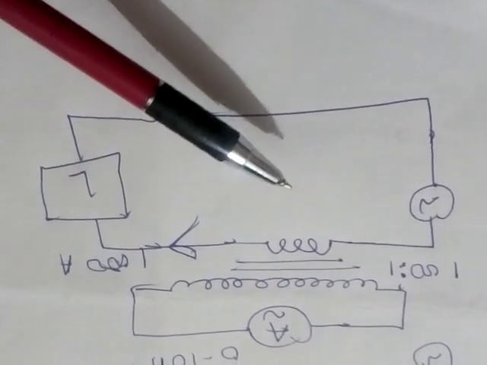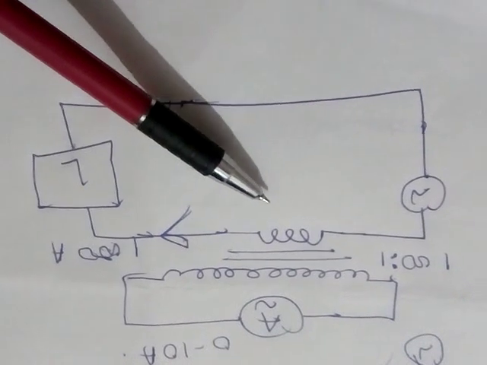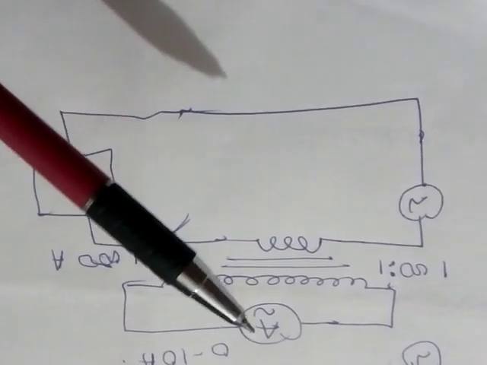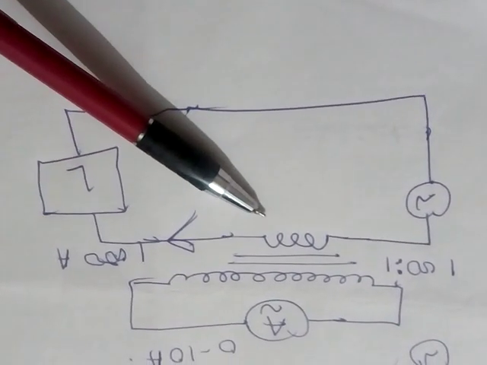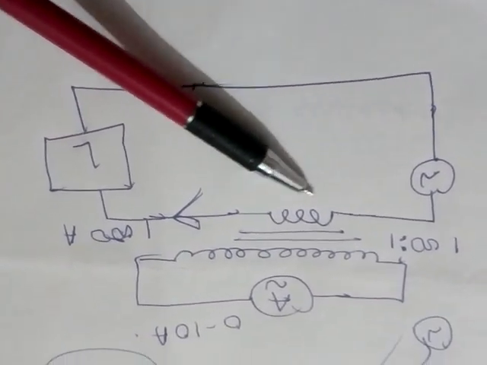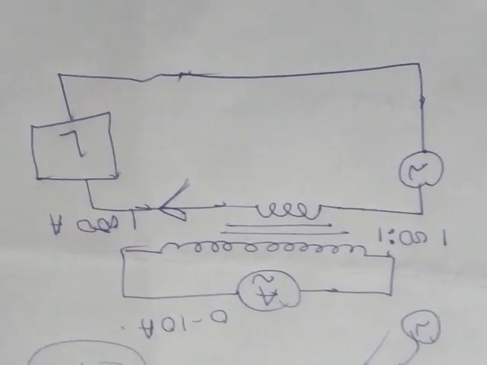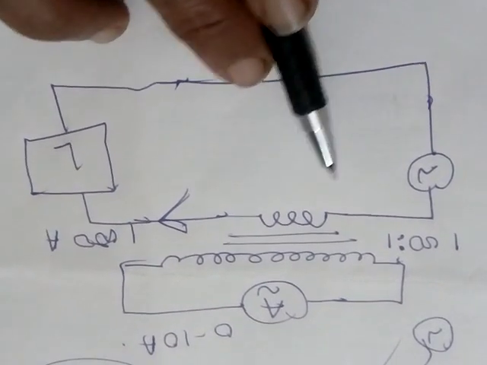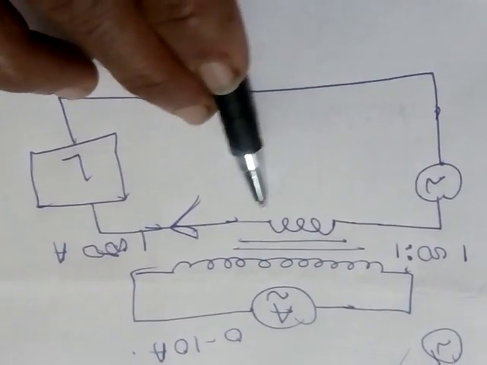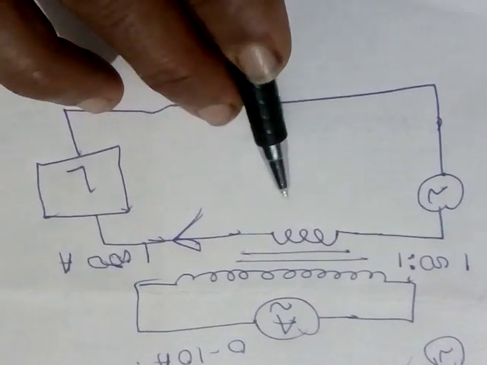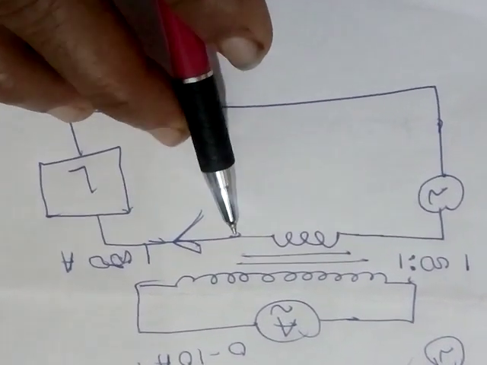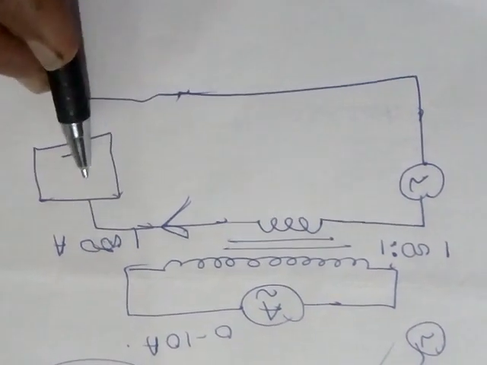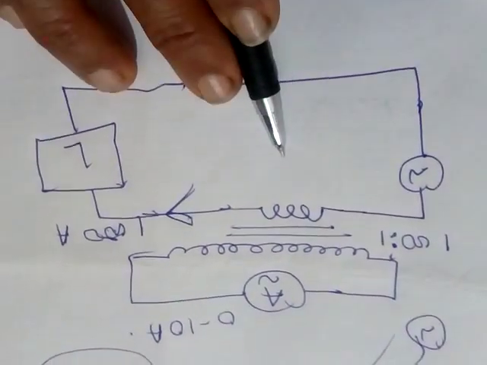Now, the primary number of turns will be very much less, say 10, 20 or even 1 turn. Current flowing in the primary depends upon the load, that's all. As you switch on the load, the current will be increasing here. Think carefully. This will be only around 5 or 10 turns or even 1 turn. When you switch on the load, automatically the current will be increasing.